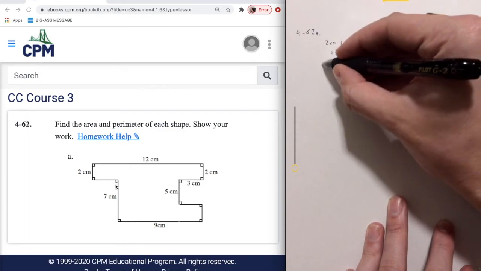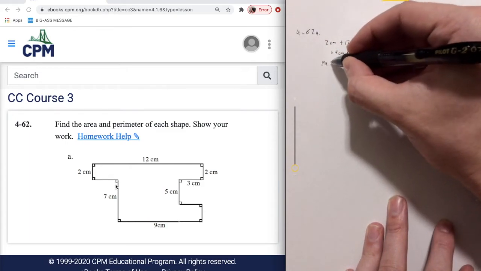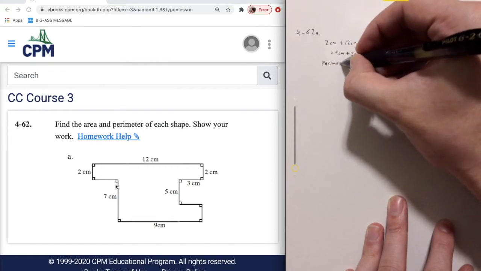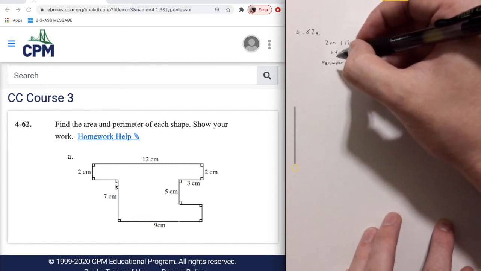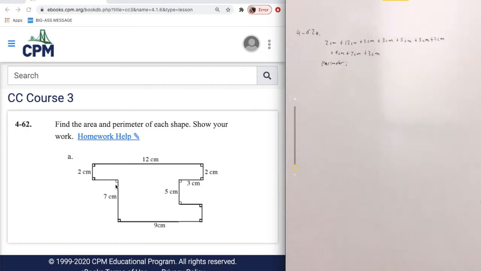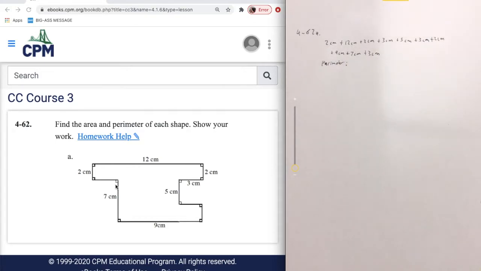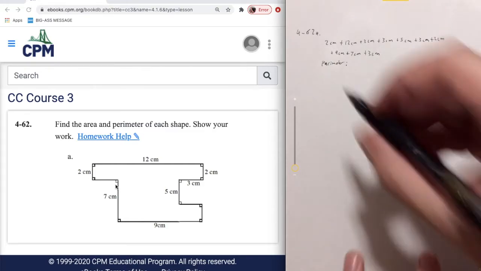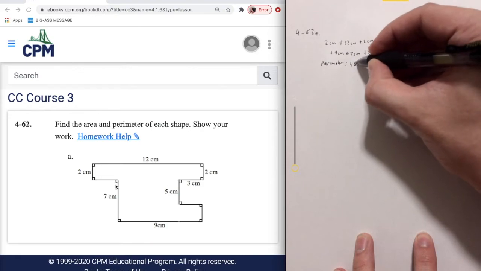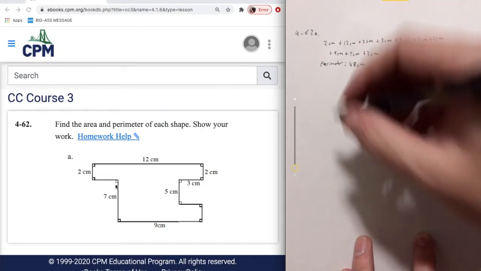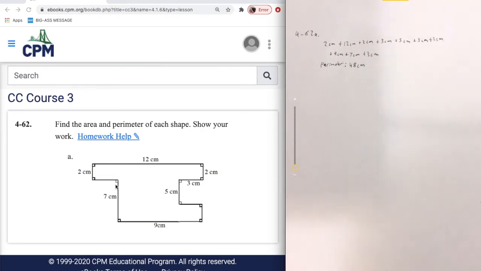So then the perimeter is just going to be all those lengths added together. So you could just keep it around in your head or use a calculator. Just plug in all those numbers. You should get about 48 centimeters is the perimeter. Try to use the calculator.